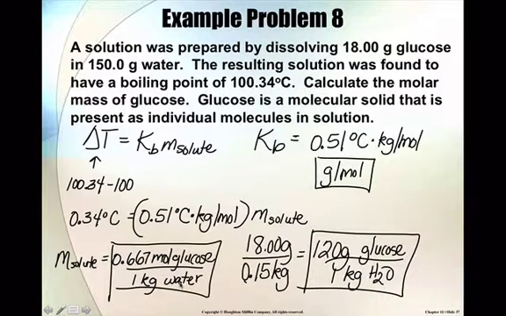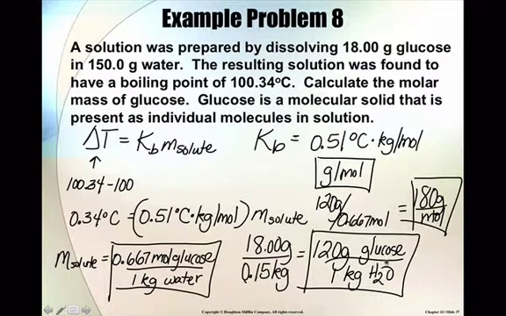And since both of them have the same denominator, I know that there must be 120 grams of glucose per 0.667 moles of glucose. So I can do the grams divided by moles with these two values, and I'll end up with the molar mass. So 120 grams divided by the moles is going to equal the 180 grams per mole for the molar mass.